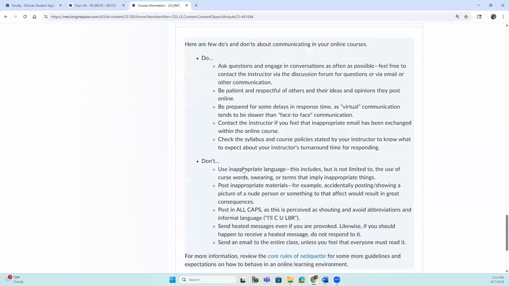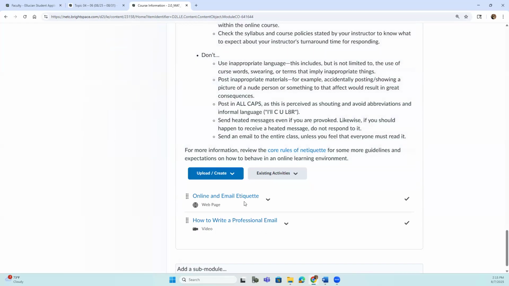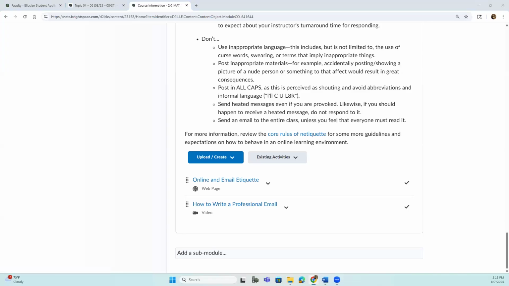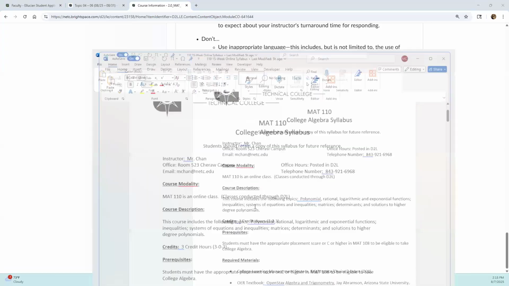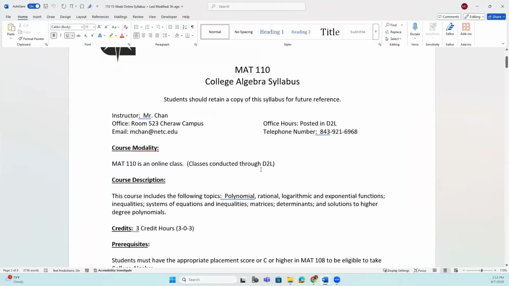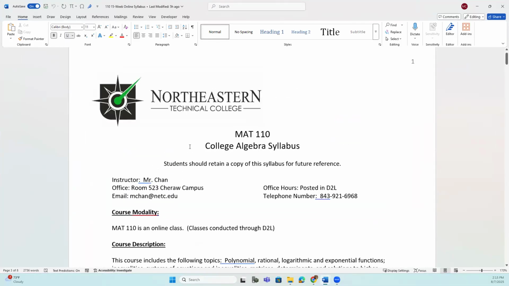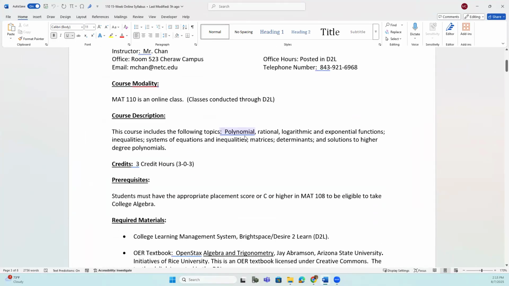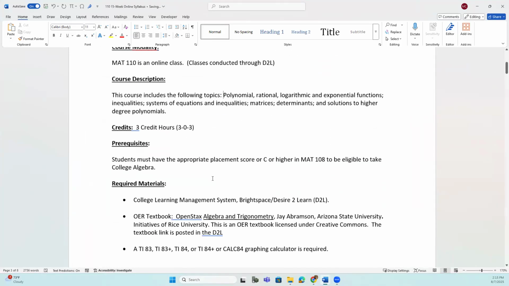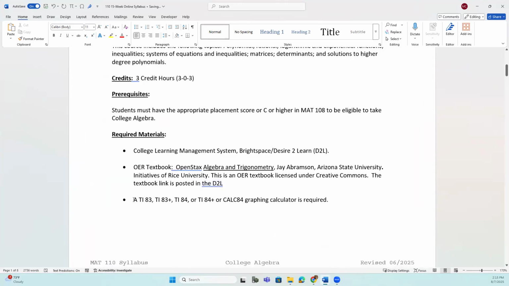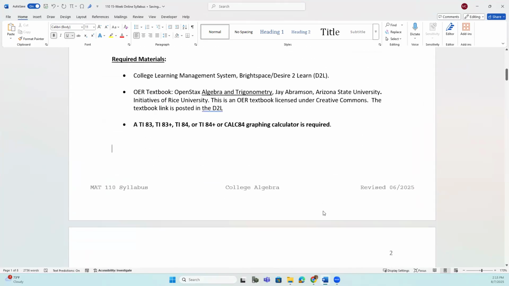All right, netiquette. Here is our netiquette for discussions. So let's go over the syllabus quickly. My contact information is already posted in D2L. This class is an online class. All right, here are the topics that we will go over in this class. What's required for this class, of course, is your learning using D2L. Your OER textbook link is provided in D2L, and the graphing calculator is required.